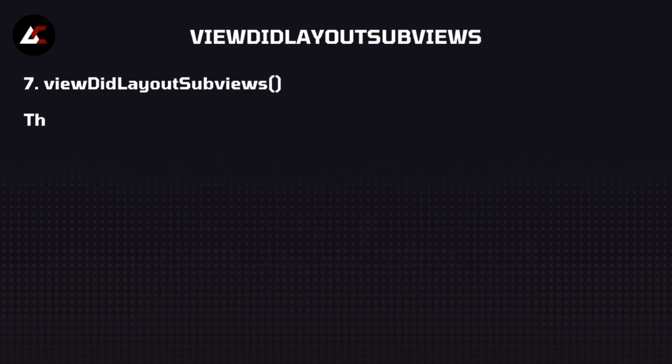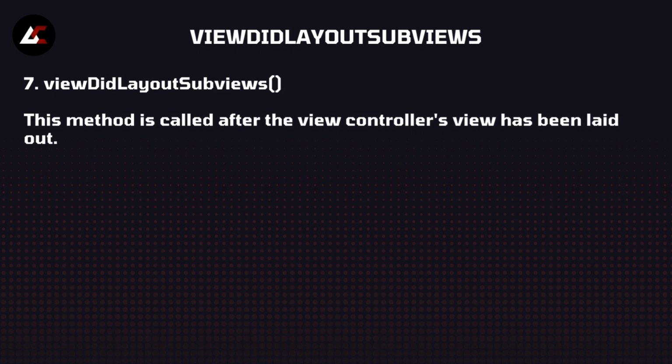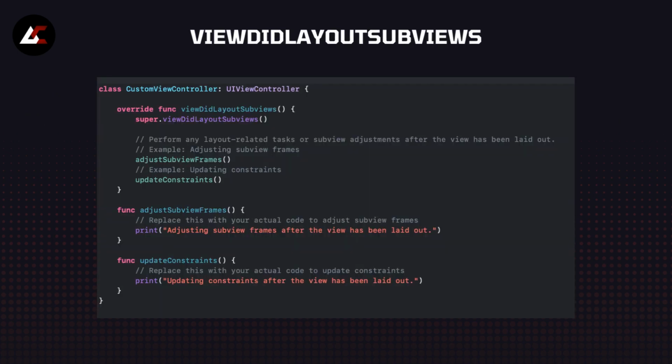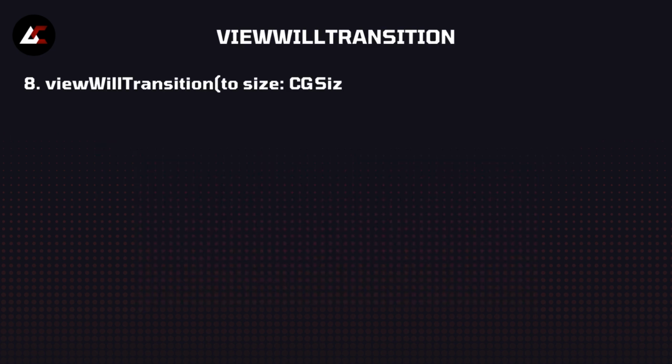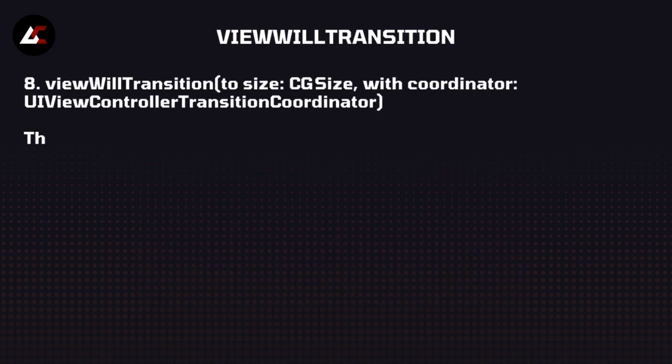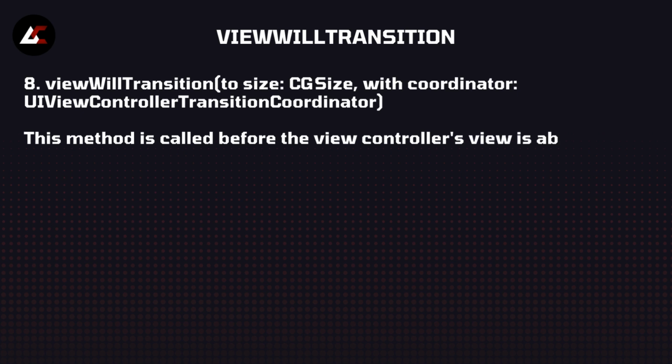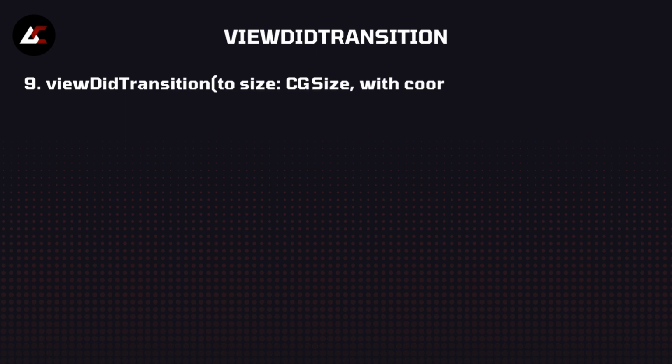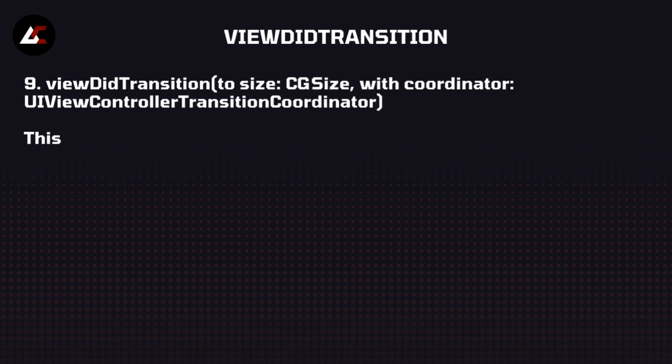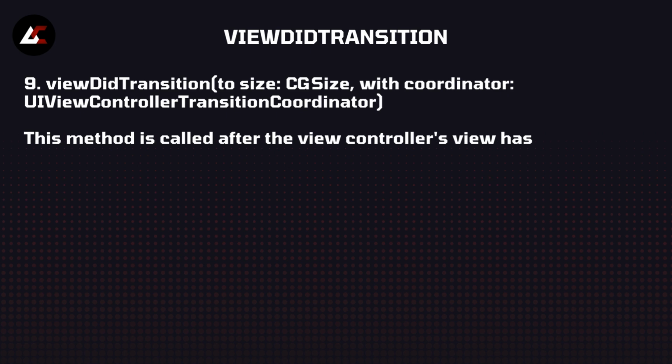viewDidLayoutSubviews. This method is called after the view controller's view has been laid out. viewWillTransition. This method is called before the view controller's view is about to transition to a new size. viewDidTransition. This method is called after the view controller's view has transitioned to a new size.